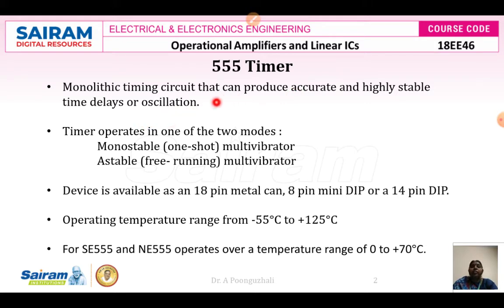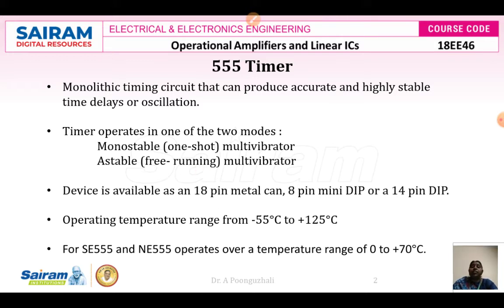Mainly a 555 timer is going to operate in two modes. One is monostable. Mono means single, so we say that it is a one shot multivibrator. Mono is one stable state. The other is astable. In this case, you are not going to have any stable states. Continuously our output will be changing from high to low, low to high, like that. So we call that the free running multivibrator.